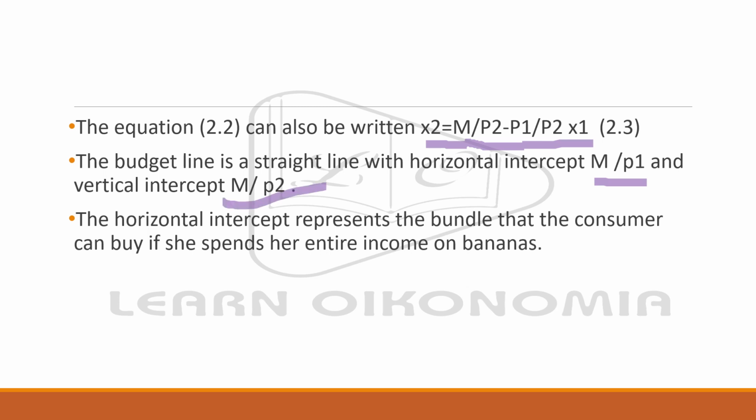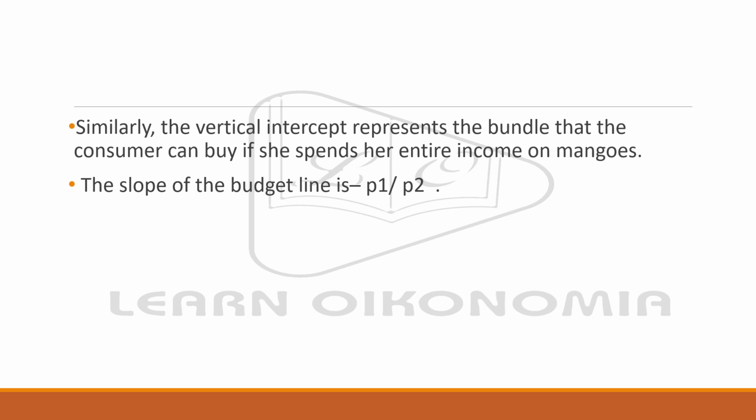And the horizontal intercept would be representing the bundle that the consumer would be buying if he or she spends his entire income on the bananas, and the vertical intercept will be showing the other case. Like if he or she spends his entire income on mangoes, the vertical intercept would show that. Now coming to the slope of the budget line that we have seen, it is given by minus P1 by P2. This is the slope of the budget line.